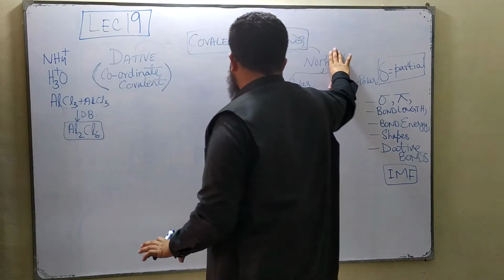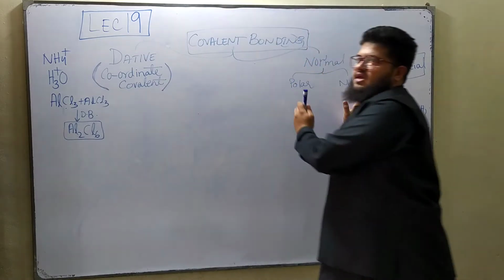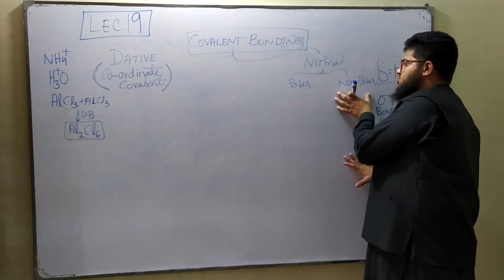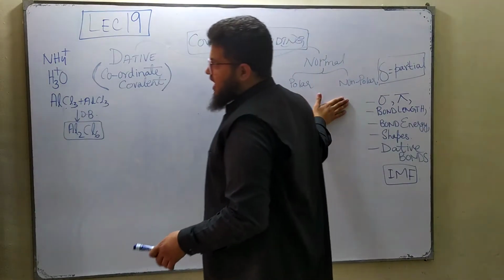Okay, now the normal covalent bonds are of two types: polar and non-polar. Polar in the case when the electronegativity is different for both the bonded atoms, and non-polar in the case when the electronegativities are similar or equal for the two bonded atoms.